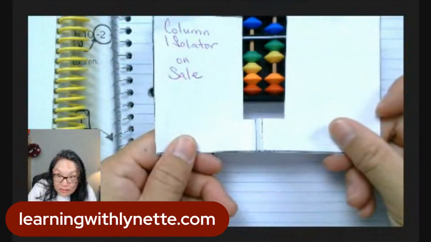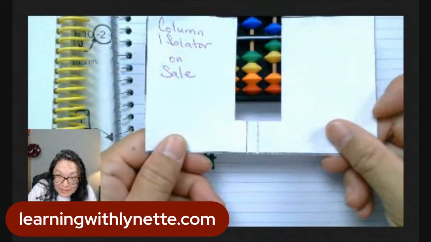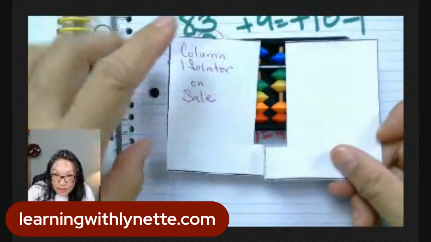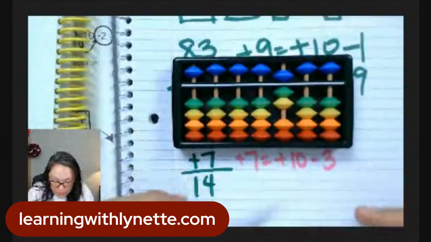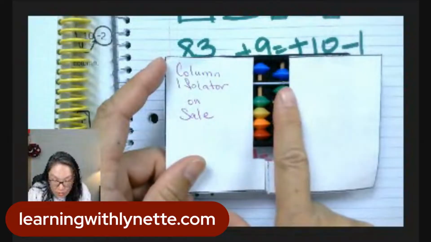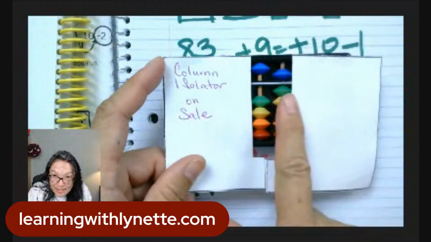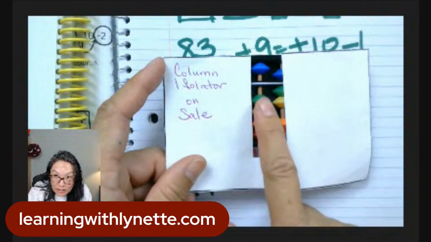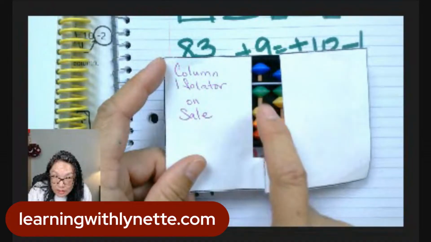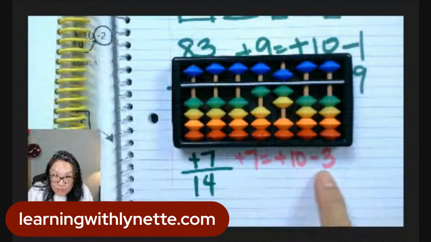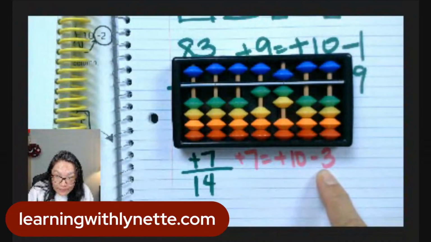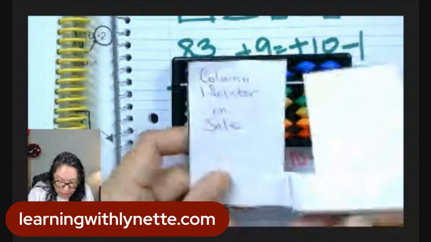Plus the 10 minus the 3. Plus the 10, right? We're going to plus the 10. 0, 1. That's how we do 10. We add the 1. And then minus the 3. We're taking away the 3 right here.